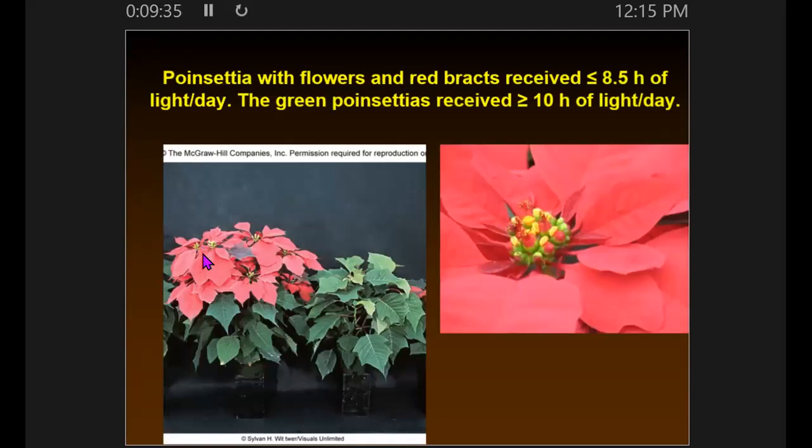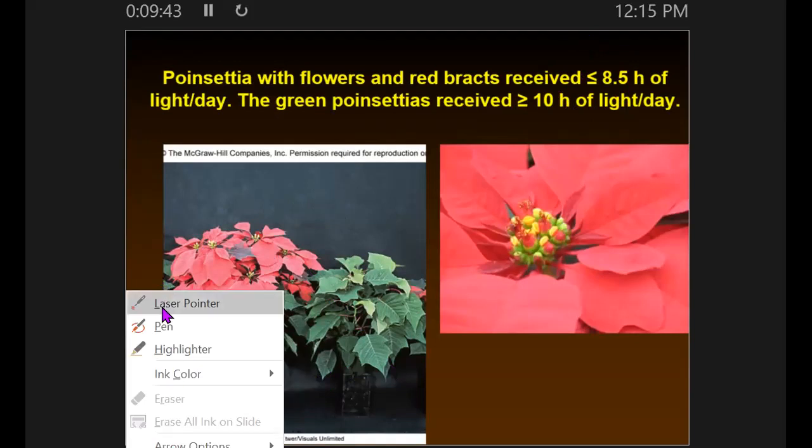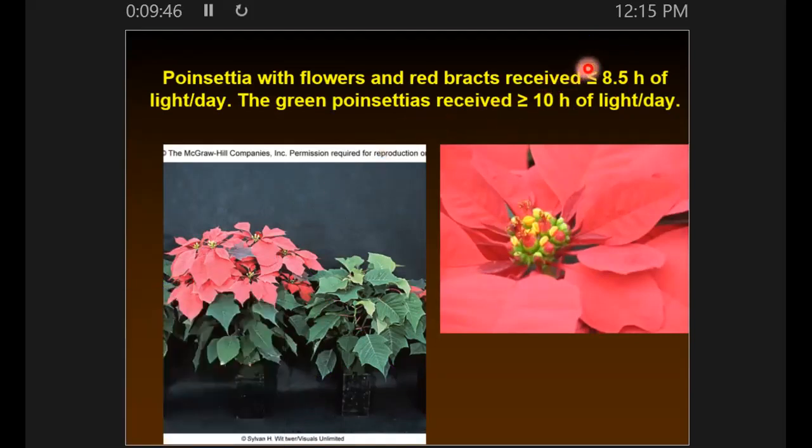They will only flower if their critical time is 8.5 hours. So if they've been exposed to hours below that, then they're going to flower. If they accidentally or somehow get exposed to greater than 8.5, this one on the right was exposed to 10 hours, and then it won't flower.